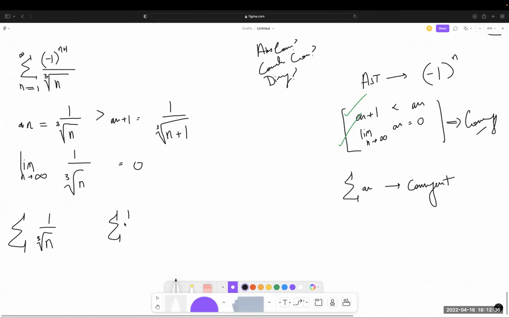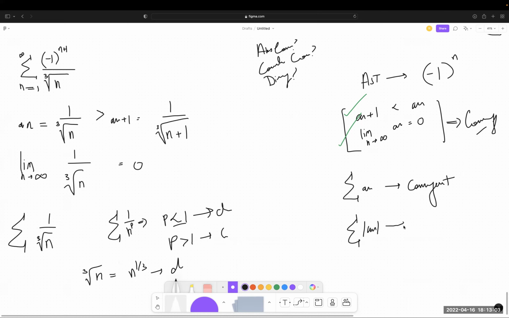remember that with a p-series, 1 over n to the p, if the p-value is less than or equal to 1, you essentially diverge. If the p-value is greater than 1, you essentially converge. Here, the n can be written as n to the 1/3, and that's less than 1, so you diverge by the p-series.